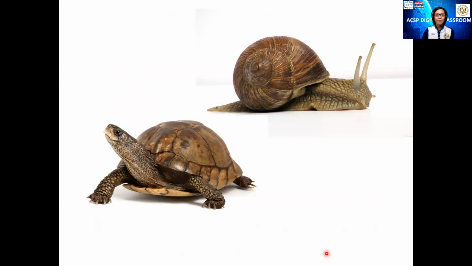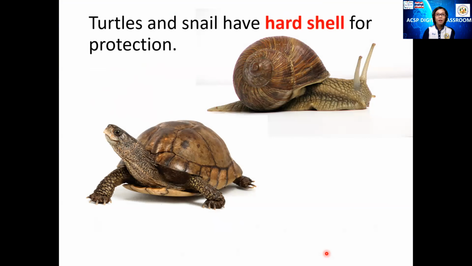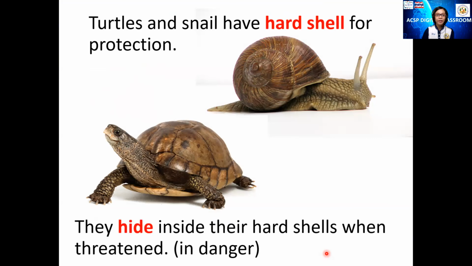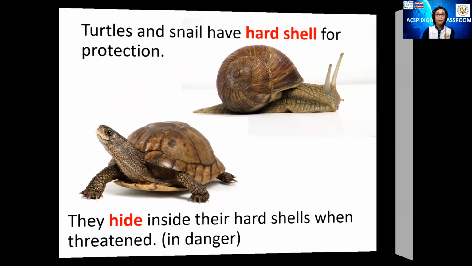And some animals like turtles and snails have shells or hard shells on their body to protect them. The hard shell is used for protection. And when they feel danger, they hide inside their shells. When threatened means they feel danger. What they do is hide their bodies inside their shells for protection.